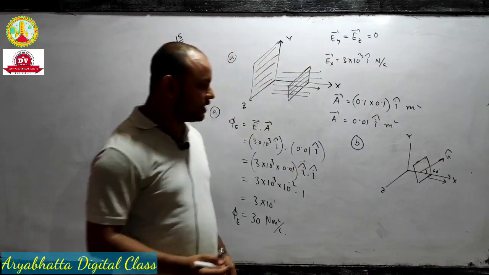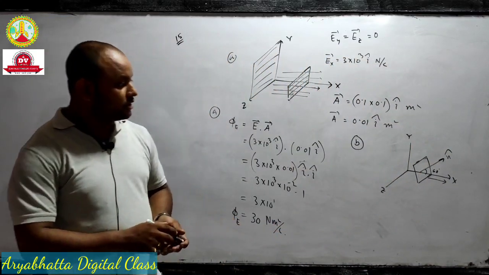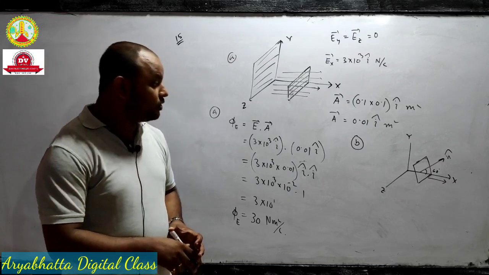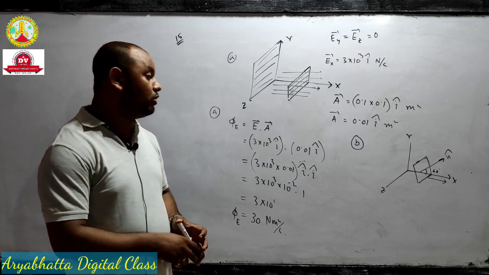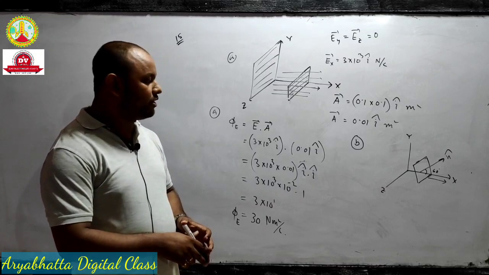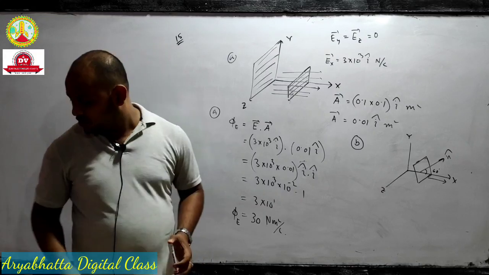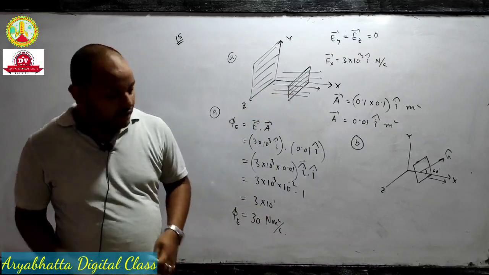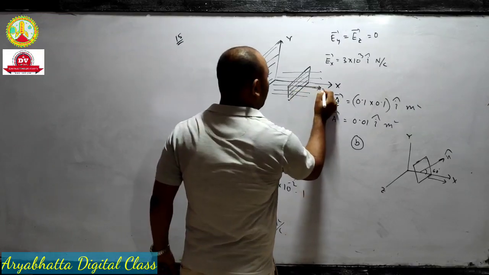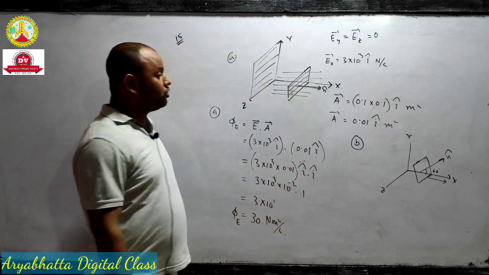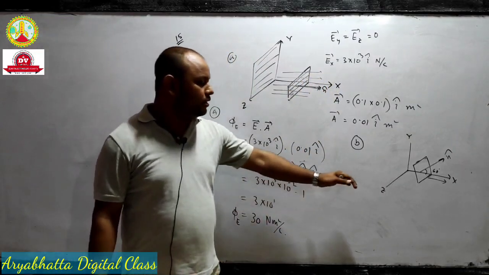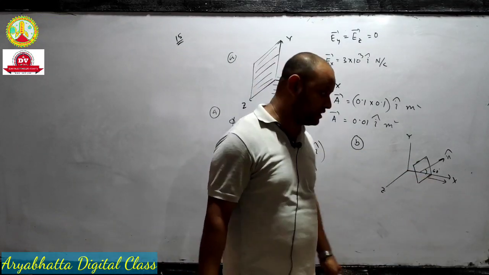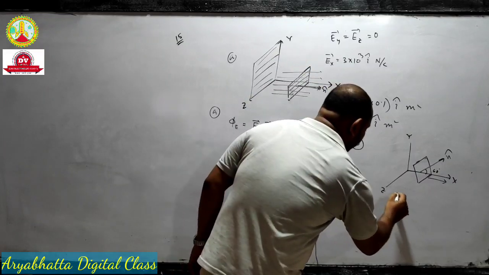So in the second question, the area vector is making an angle 60 degree with x-axis. Then what will be the value of flux? Initially, the area vector is making an angle 0 degree with x-axis, and here the area vector will be making an angle 60 degree with x-axis. So in this case, what will be the flux?